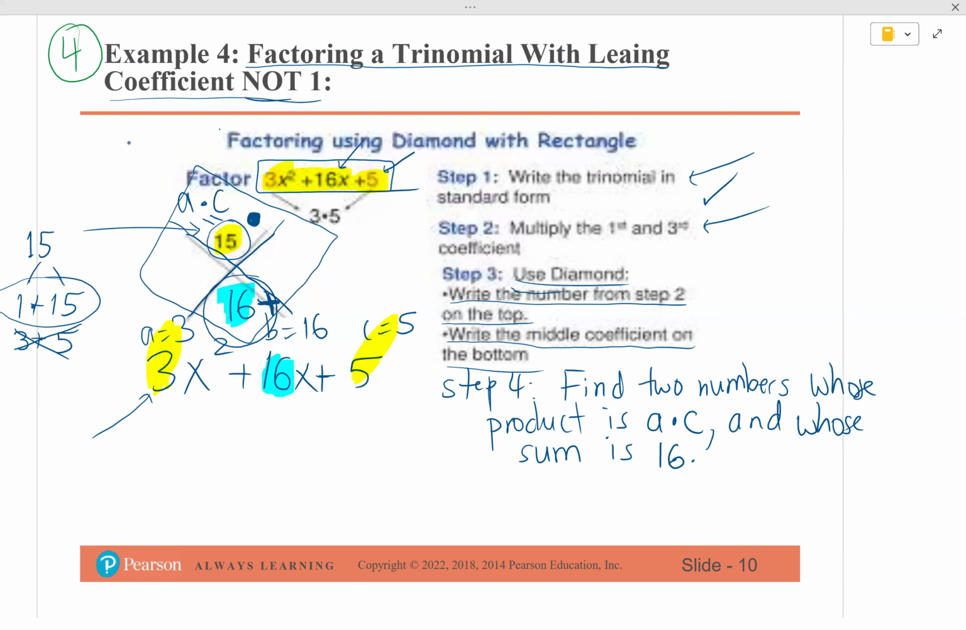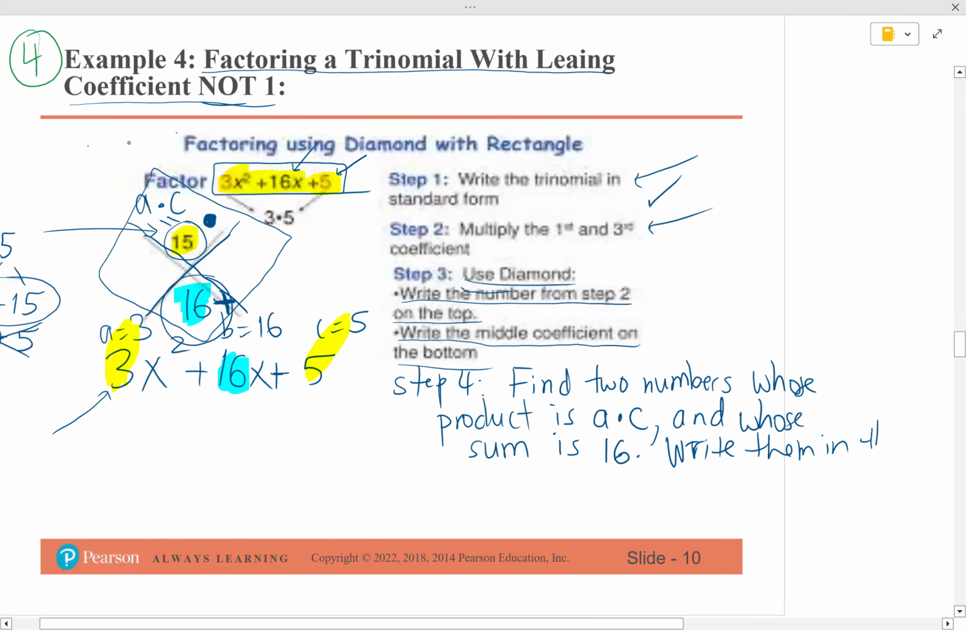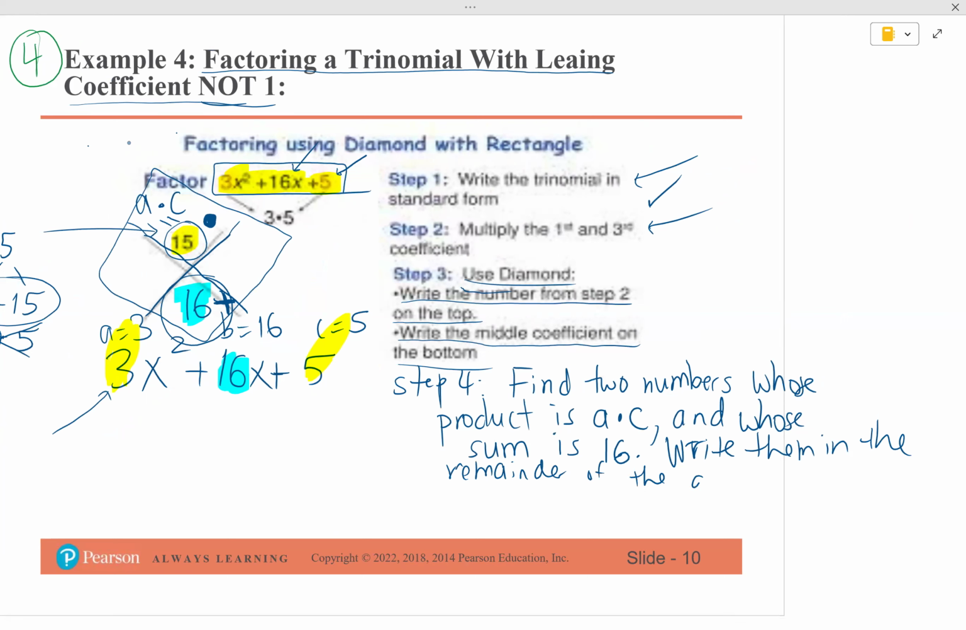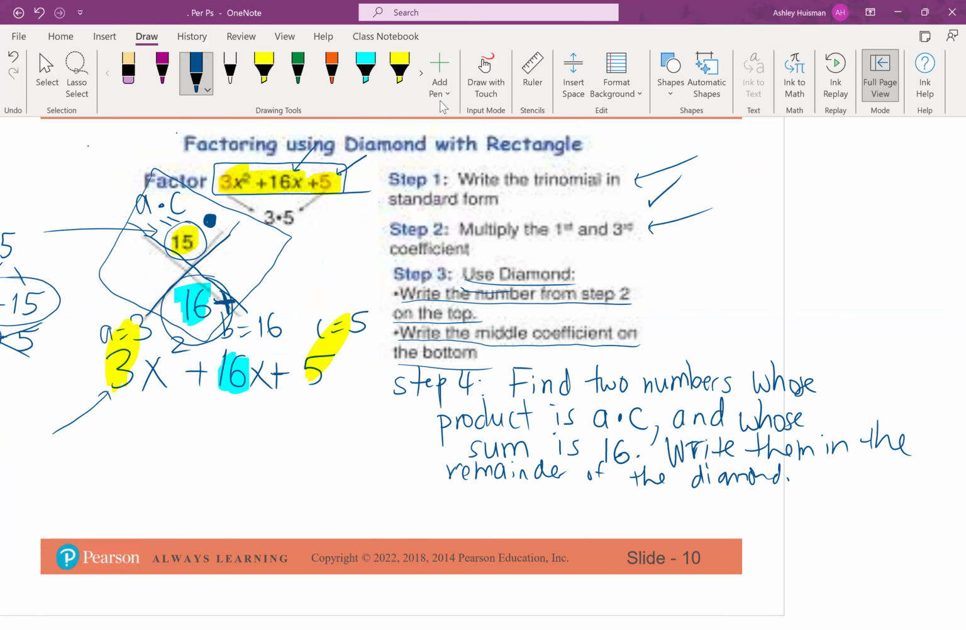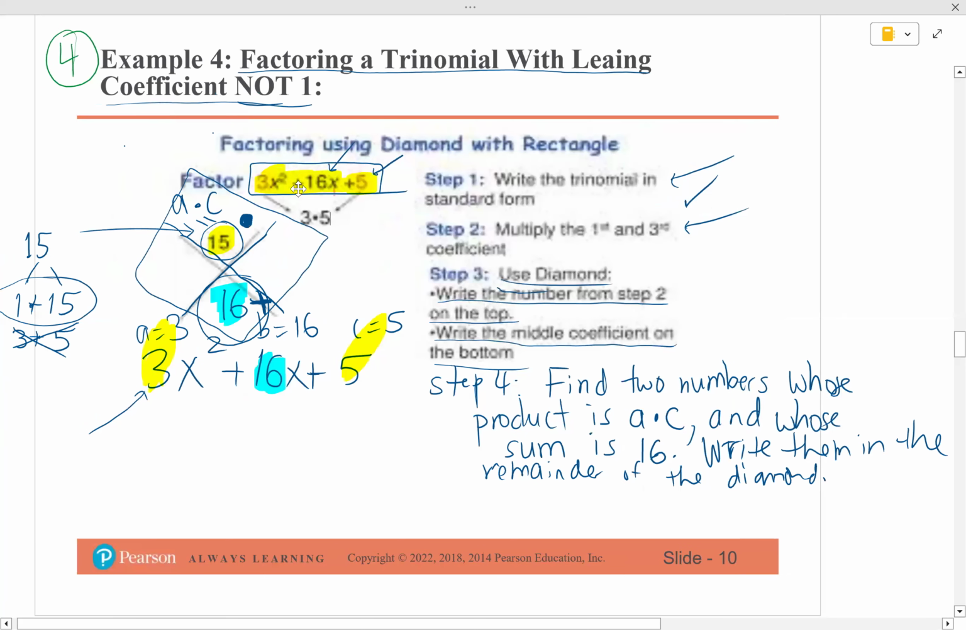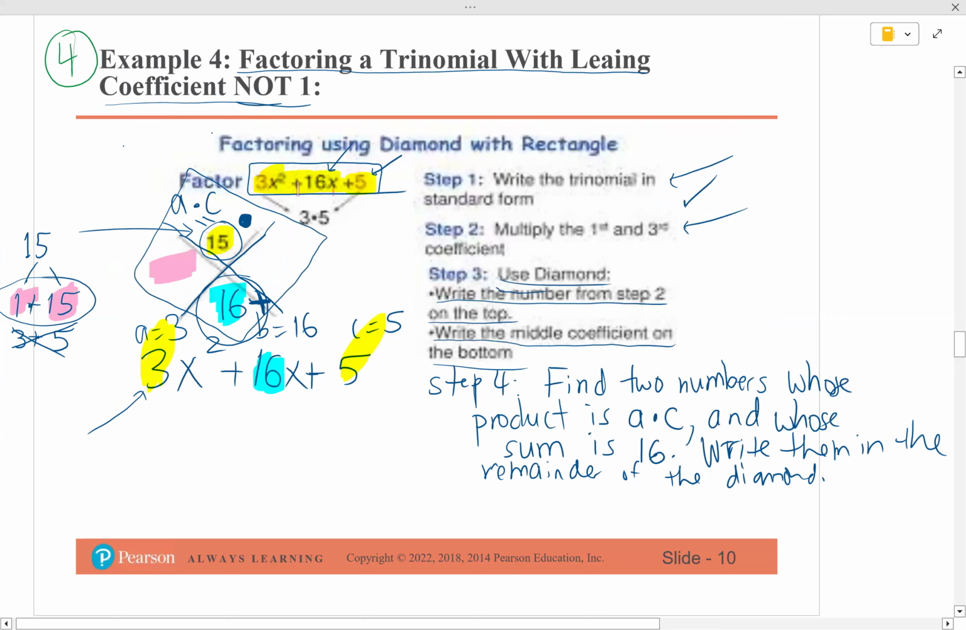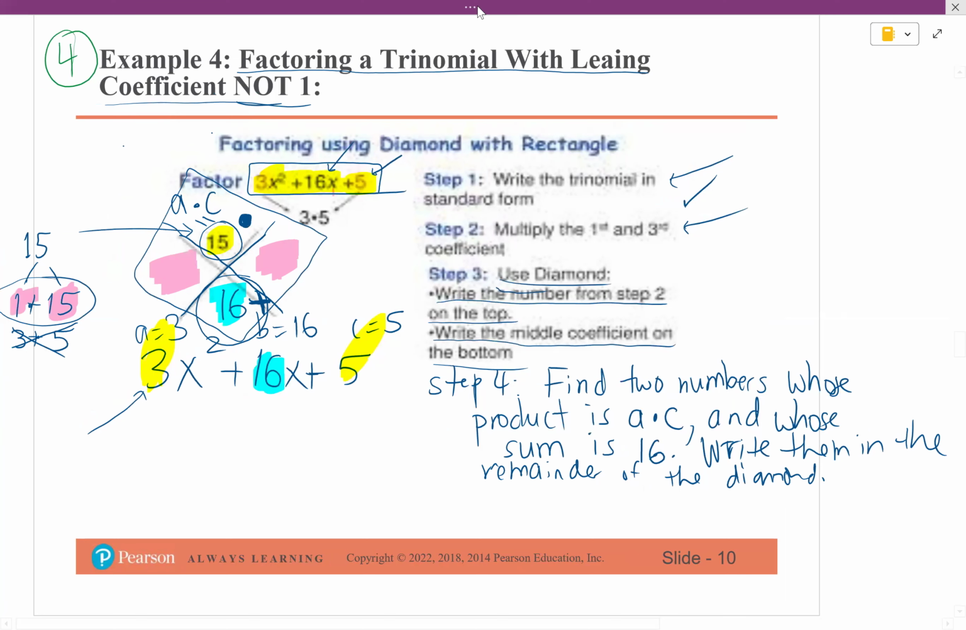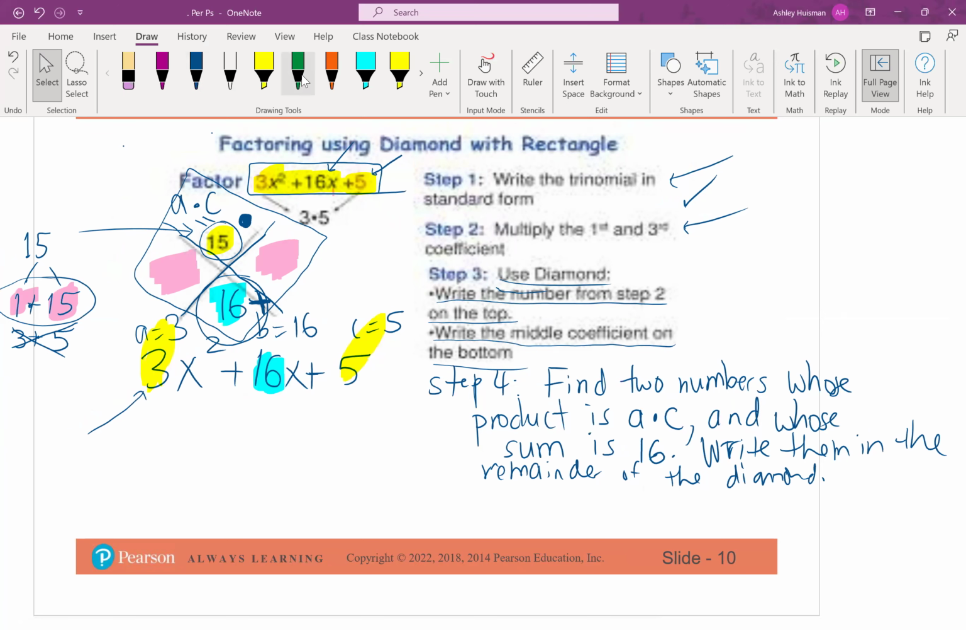Okay. So those are the guys. Find 2 numbers whose product is A times C. Write them in the remainder of the diamond. By that I just mean there are 2 spots open in that diamond. You might as well just throw them in there. Is that a weird thing to say? So those 2 numbers I just found, 1 and 15, I'm going to put them here. If I was doing all this in my head, it might be too much and my brain would explode. Too many numbers running around, I need places to put them. All right, there they are.